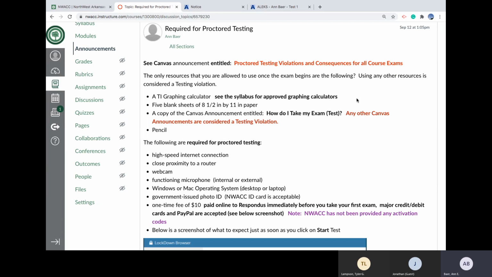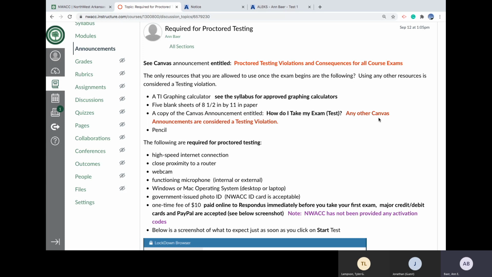There are many topics in ALEKS that don't have the calculator available, but I let students use a TI graphing calculator. 5 sheets of 8 by 11-inch paper. You need 2 for uploading your written work. You need 2 for scratch work for the other 10 problems. And you have 1 additional sheet to copy down the how do I take a test announcement. You're allowed that announcement, to copy that announcement down or to print it off, either one, and have it by your side.